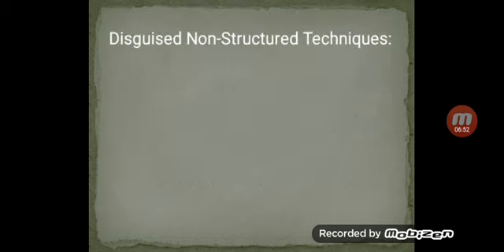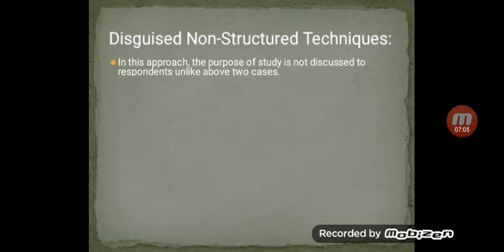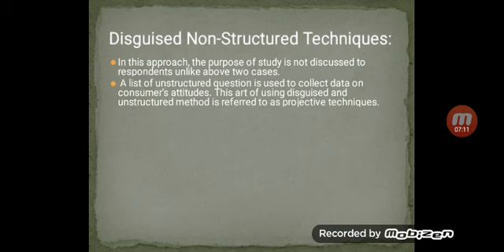Next is the disguised non-structured technique. Disguised means they hide a secret; the researcher will hide why the questions are being asked, and non-structured means it is an informal method. In this approach, the purpose of the study is not discussed with the respondent, unlike the above two cases. A list of unstructured questions is used to collect data on consumers' attitudes. This art of using disguised and unstructured methods is referred to as projective techniques.